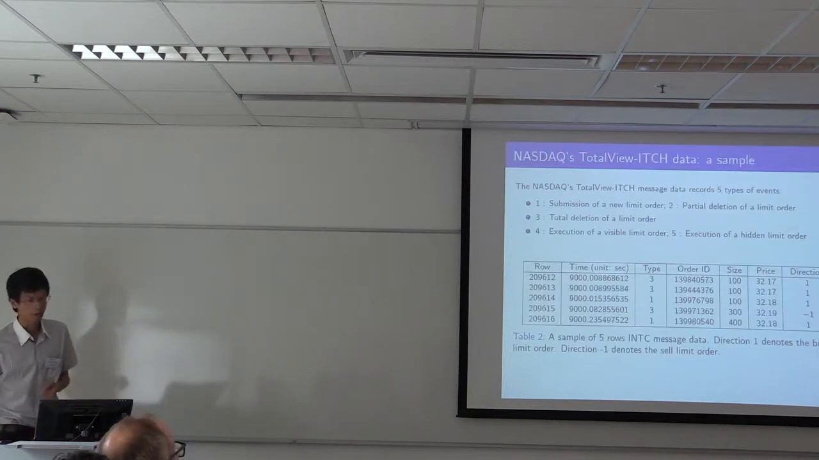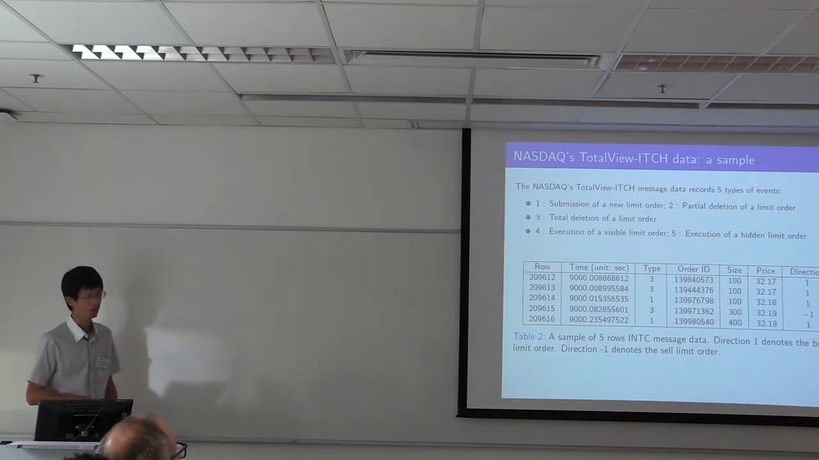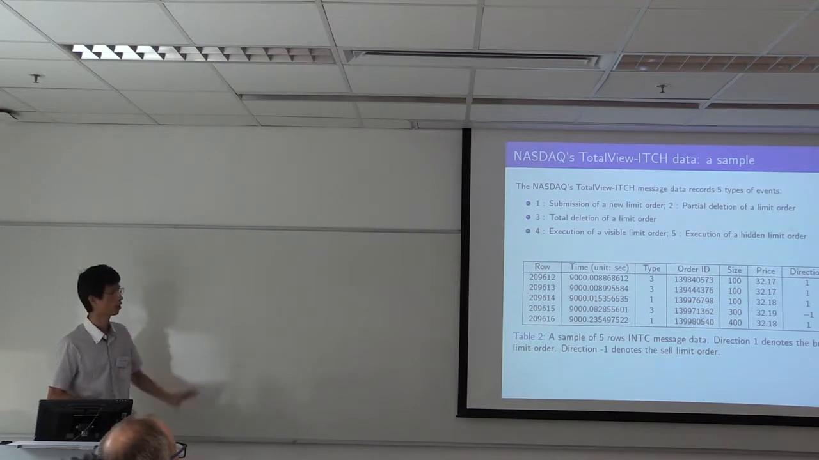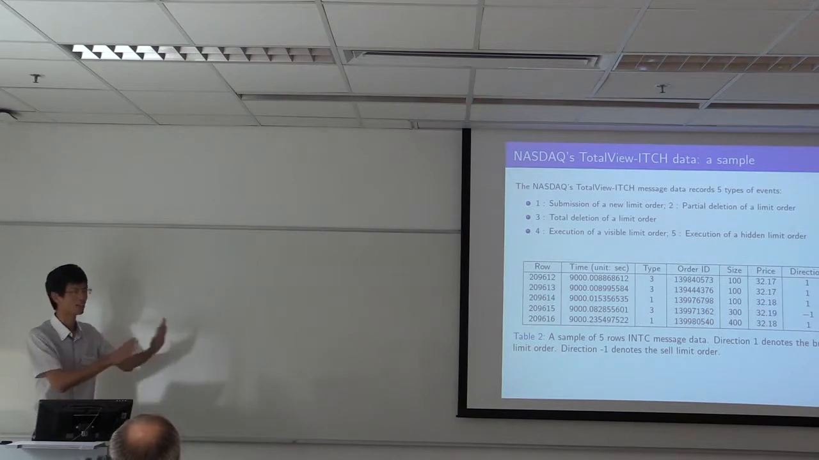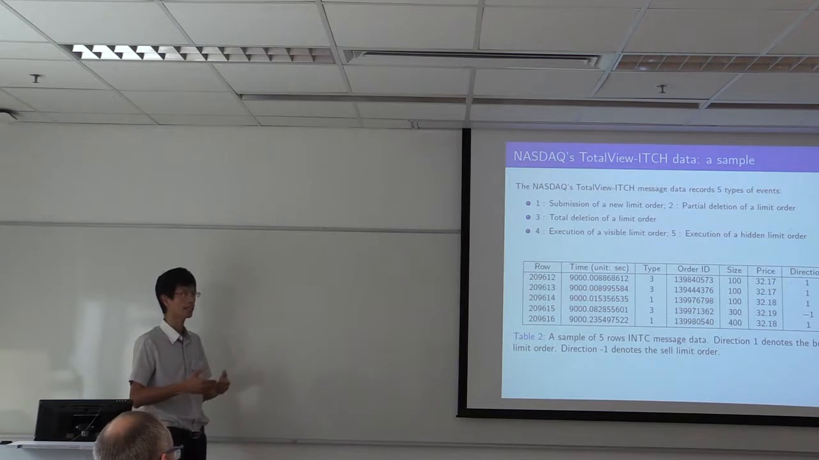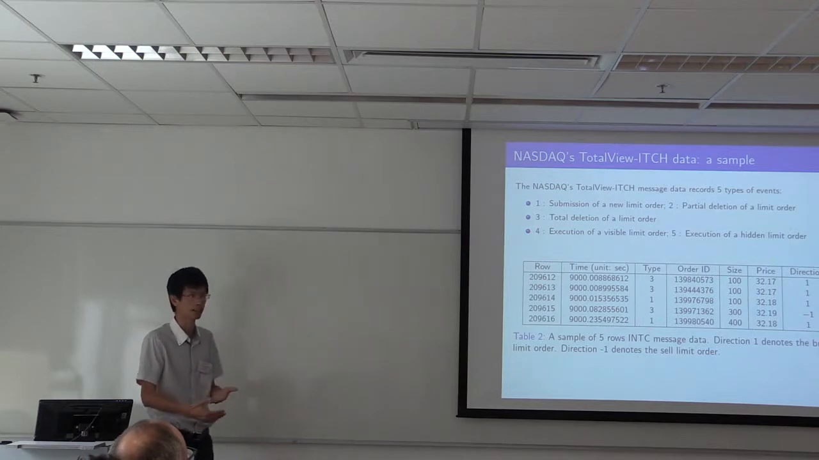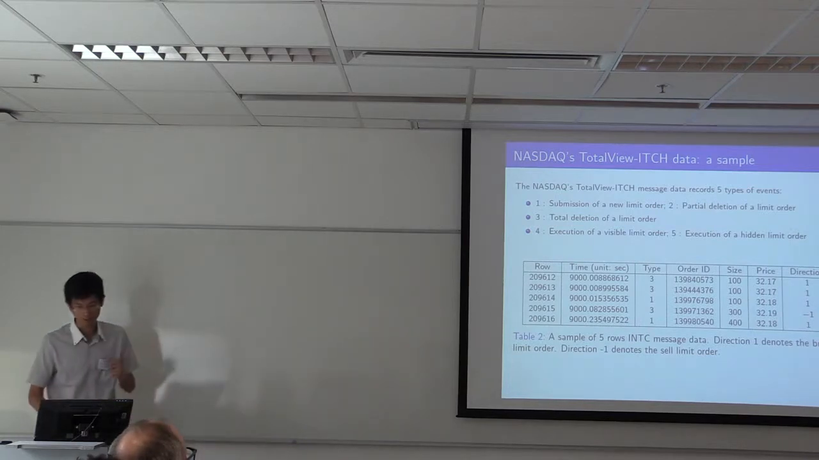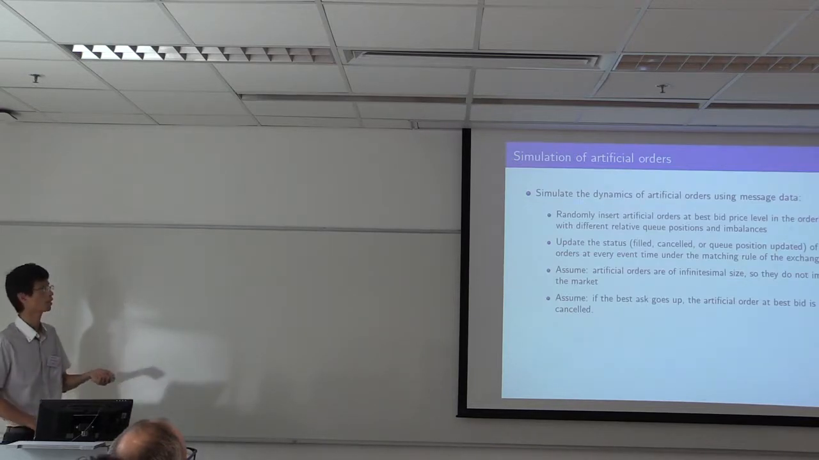Okay, so the data we use is Nasdaq's massive data. Here is a table for a sample of 5 rows of massive data for the stock Intel. We do not need to fully understand what's going on in this data, for those of you who are not familiar with this. But the bottom line is that this is massive data, meaning that it records every order book event that occurs in the market. And with this type of data, what one can do is construct a market simulator.